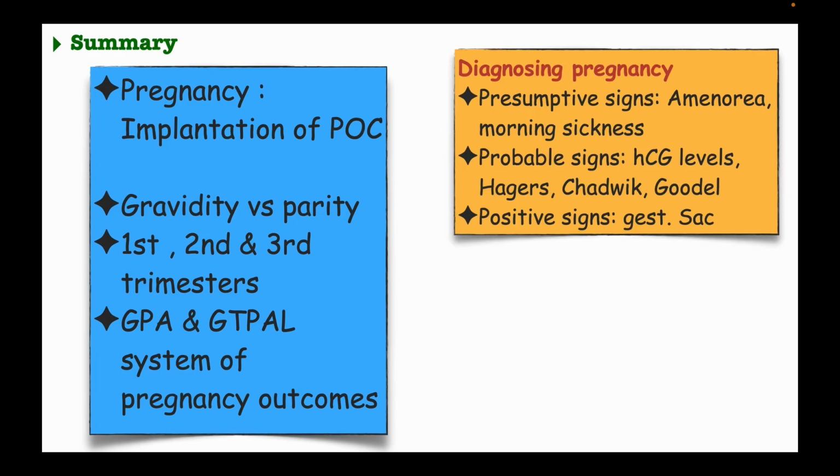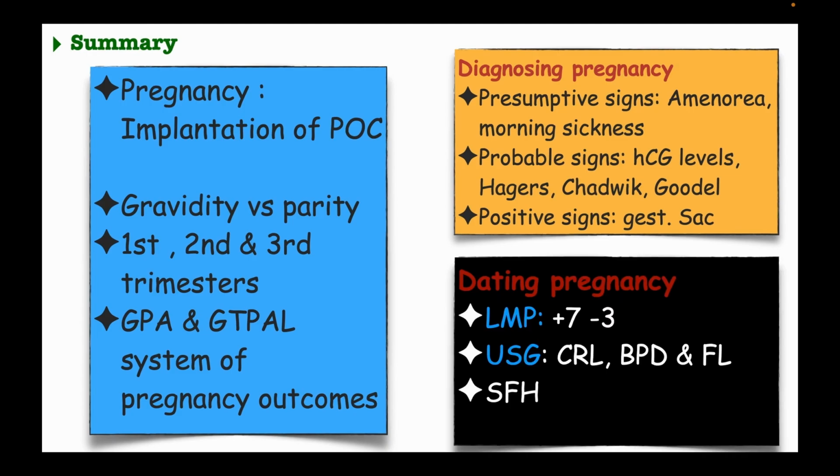Then we also saw how to use the GPA as well as the GTPAL system to describe the outcomes of pregnancy. Then we looked at how to diagnose pregnancy, and we said we have some signs that we use, and it includes the presumptive signs such as amenorrhea and morning sickness. Then we also talked about the probable signs such as measuring the levels of the human chorionic gonadotropin hormone, and also using signs such as Hegar's, Chadwick's, as well as Goodell's sign. Then we saw the positive signs of pregnancy, which we said when there is a presence of a gestational sac or the yolk sac, then this is diagnostic of pregnancy.